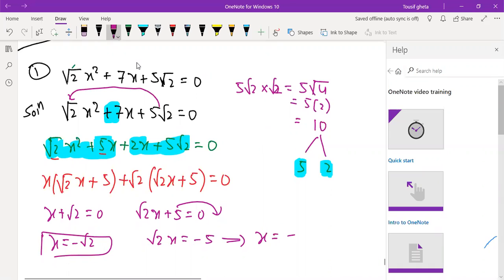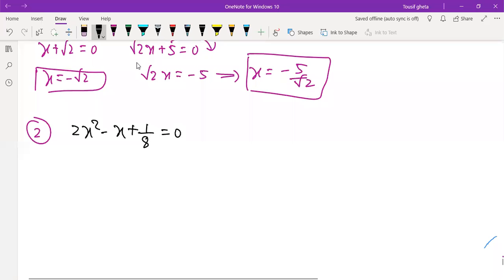Any doubt, boys and girls? Any doubt in this? See, boys and girls, my dear students, whenever a fraction is there, it is better to go with the LCM. Take the LCM.